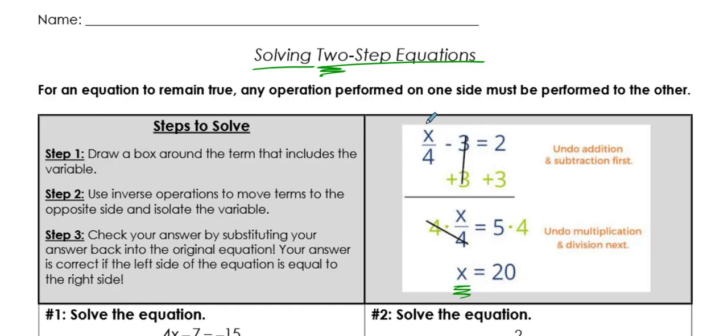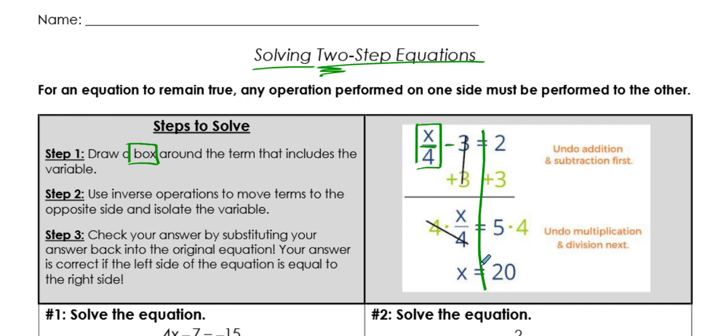So we're trying to cancel out any operation that's happening to this x right now. So right now it's being divided by 4, and then we're subtracting 3. We're trying to cancel out those operations so that we get x completely by itself. To do that, we're going to put a box around the x term, so anything that's being multiplied by x, or if x is being divided by a number, we're going to put that in a box. And really what that's saying is that we're going to cancel out whatever's not in that box first.